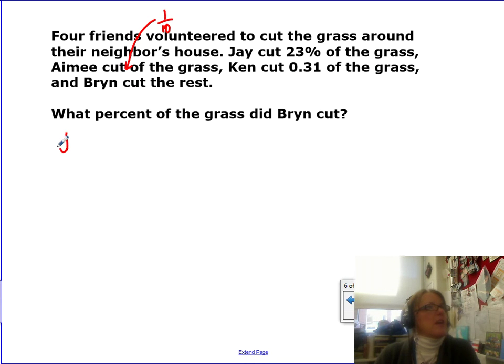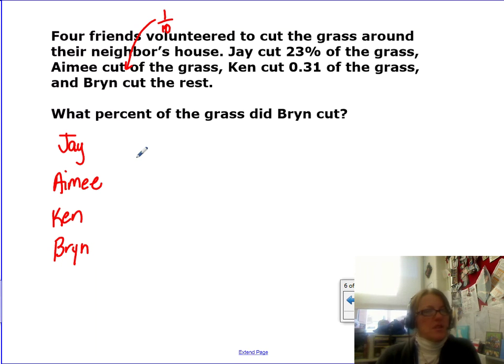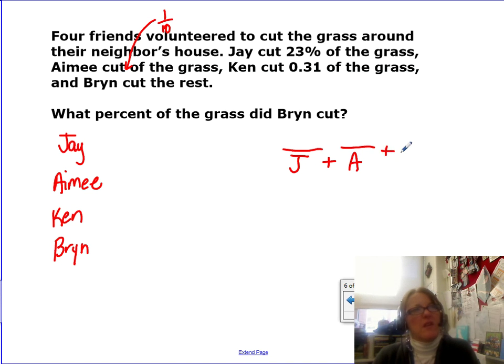Oh, for goodness sakes, I've got four people here, and I think we'd better organize our information this way. So here's Jay, here's Amy, Ken, and Bryn. So now I guess the first thing you need to realize is that together, when I add them, whatever Jay cut, plus whatever Amy cut, plus whatever Ken cut, and whatever Bryn cut, has to equal the whole lawn or 100%, okay? So Jay cut 23%.